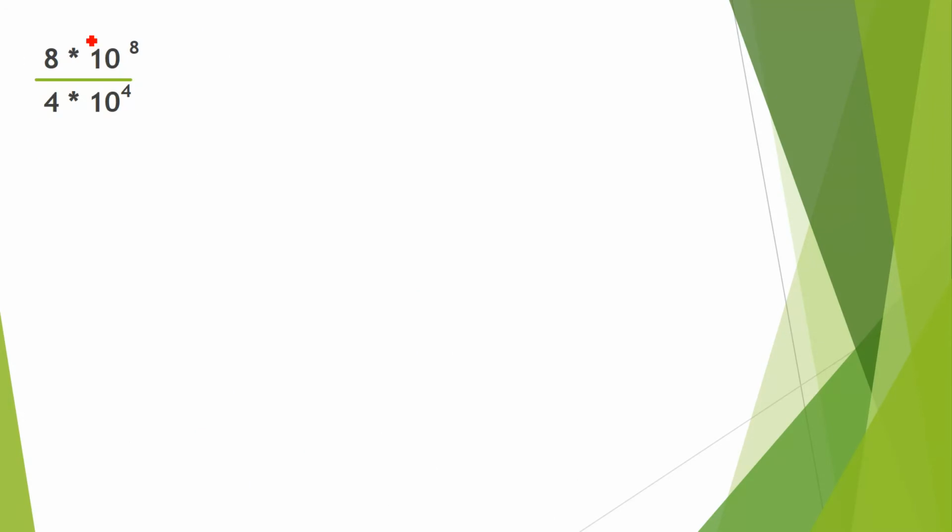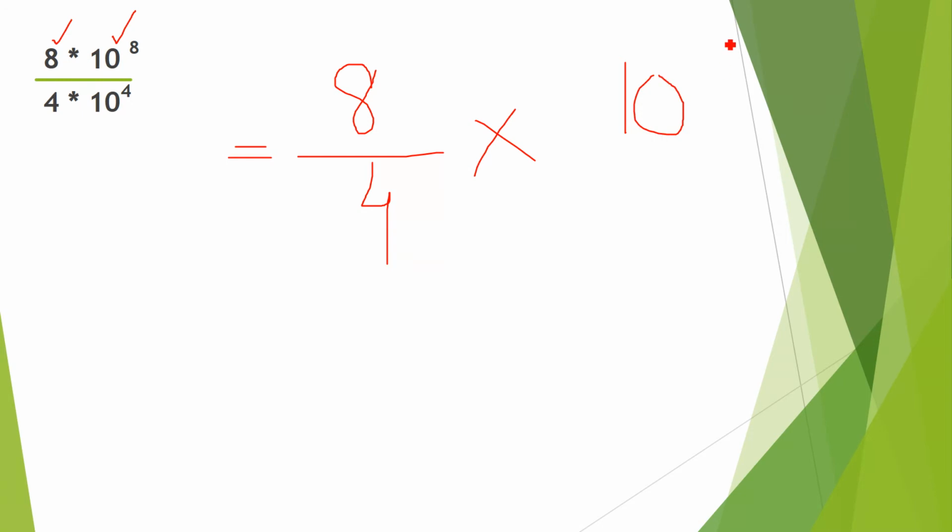One more question I will solve for you. Again, it is written in scientific notation. See, this is less than 10. This is the power of 10, 10 raised to power 8. So how will we solve it? 8 divided by 4. We will make the group. This is the first factor. The second factor is 10 raised to power 8 divided by 10 raised to power 4.